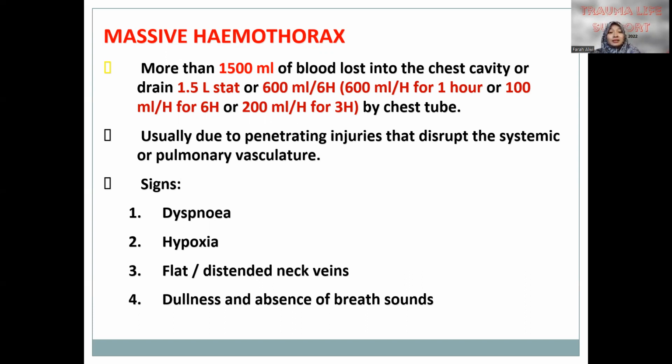Right. Signs. The patient is tachypneic, BP is low, with poor perfusion. SpO2 is unable to be maintained, the patient is hypoxic. You can have flat neck veins. And then there's dullness on percussion. When you percuss, there will be dullness over the chest and also reduced air entry.